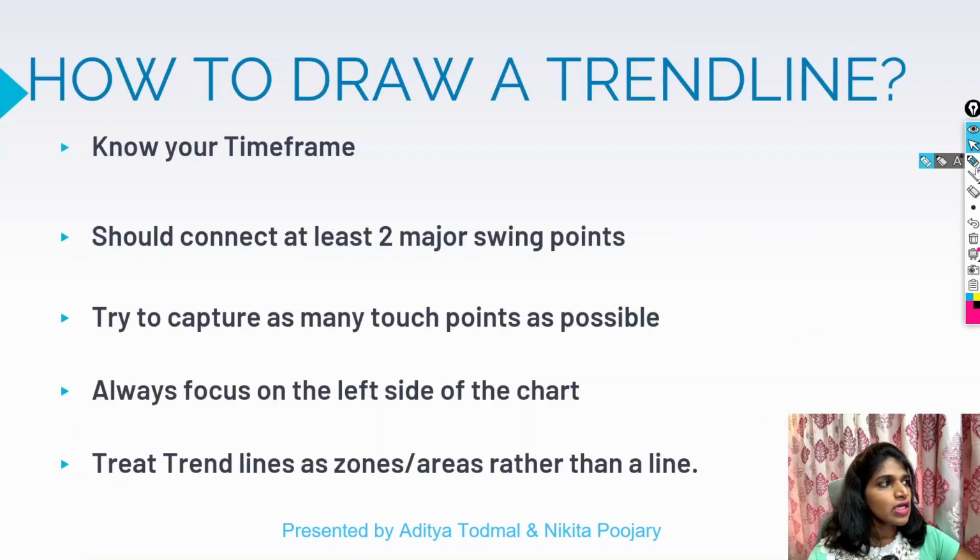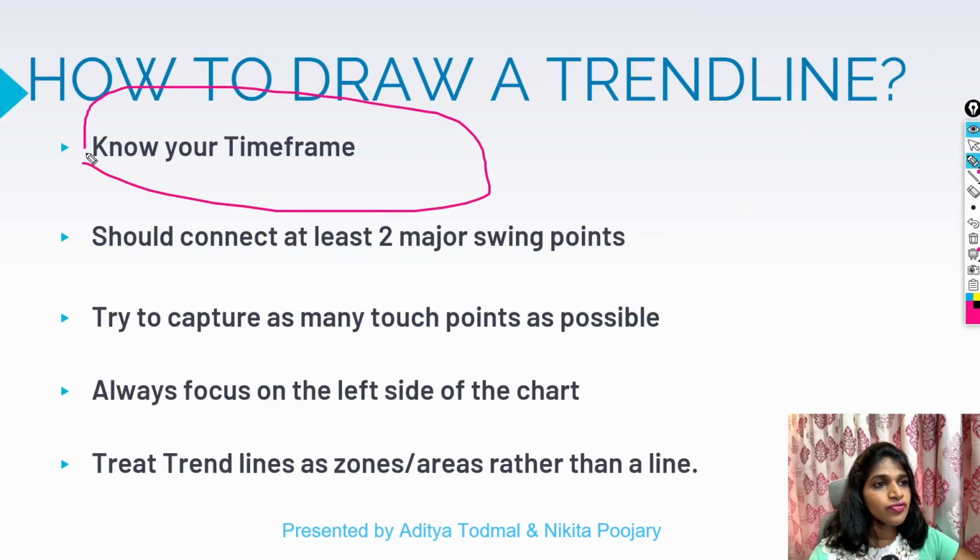How to draw a trend line? First of all, know your time frame and set your charts accordingly. I set my charts on 15-minute. You can set your charts on 30-minute or hourly, whatever suits your requirements.